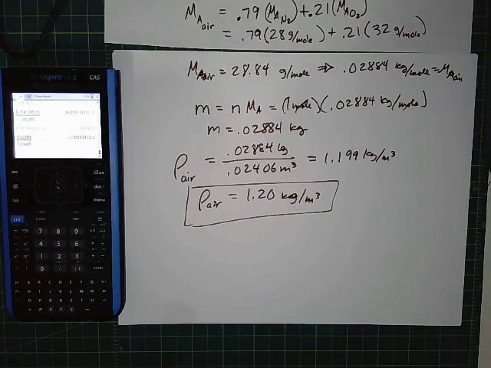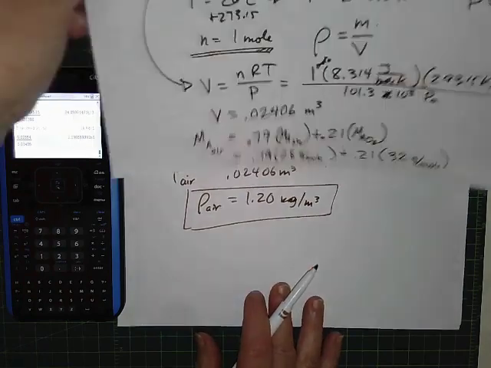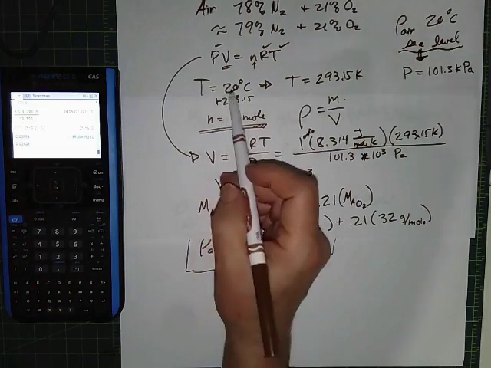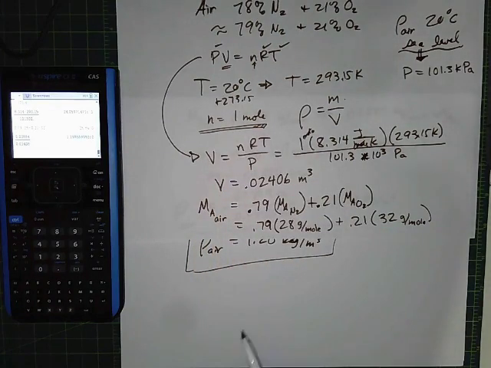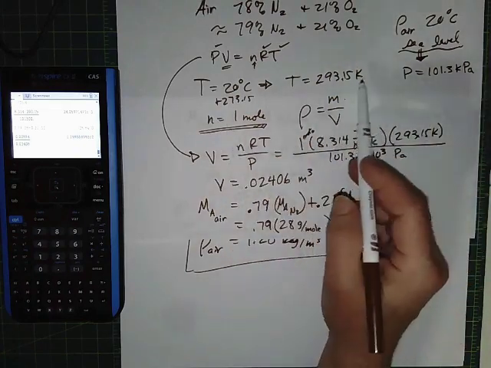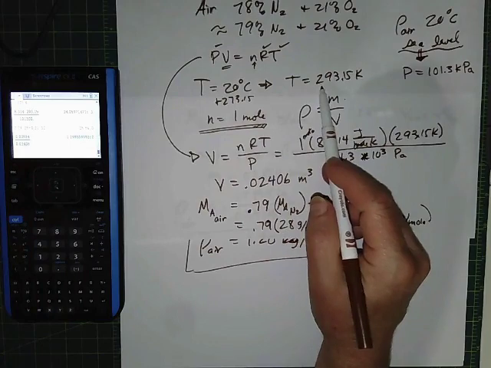All right. What would happen to this problem if the temperature was different? Let's go back and see what happens if the temperature is a lot hotter. Let's say it was 40 degrees Celsius. What would happen? Just looking through the process, where do we use temperature? Well, first we had to convert it to Kelvin.